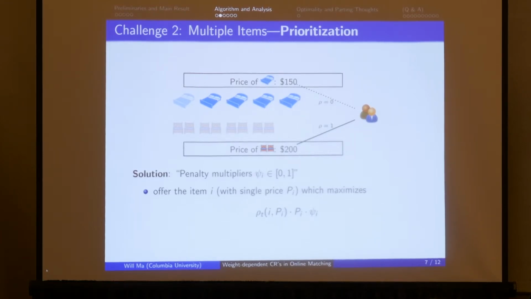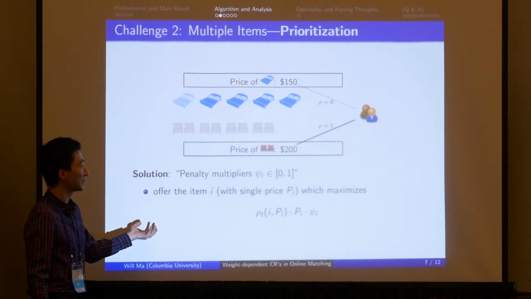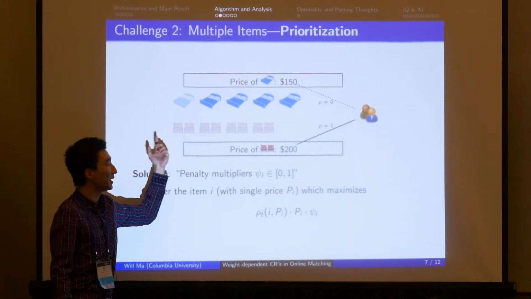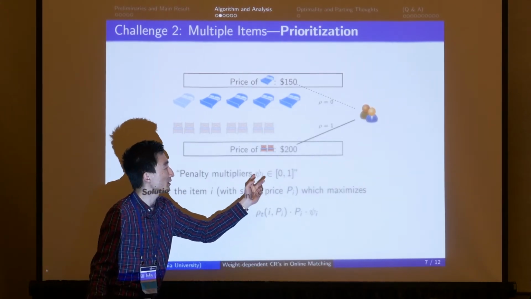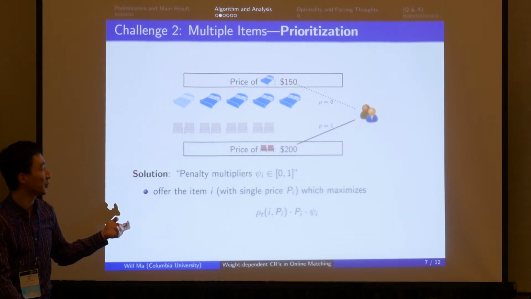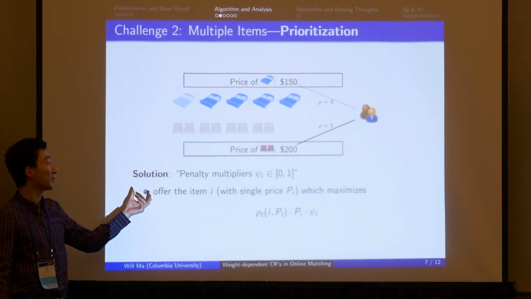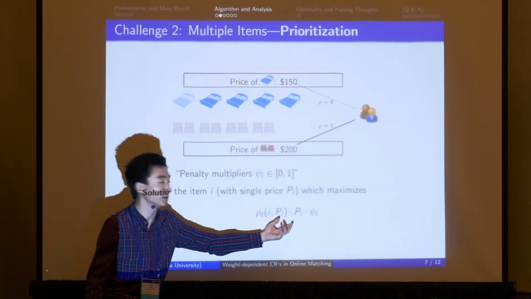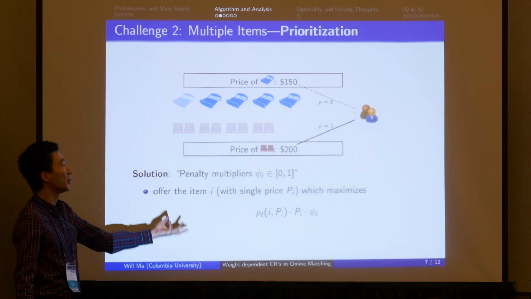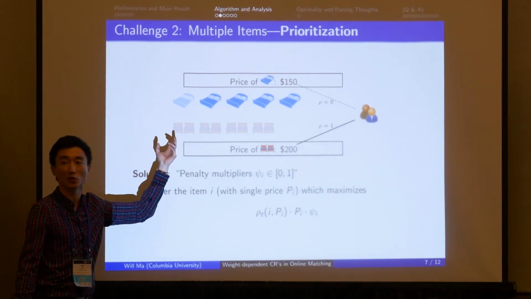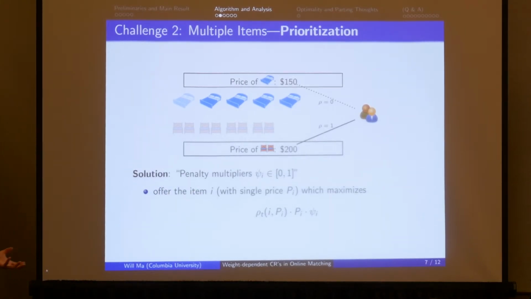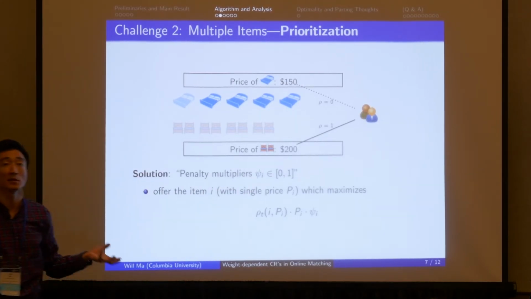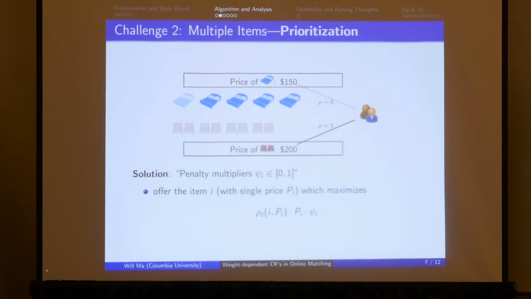So what's been done in the literature in this case is you have these penalty multipliers, where for every item you have this ψ_i, which is a number between 0 and 1, and you offer the item which maximizes the purchase probability times the price times the multiplier. So what you can do is, if the 2-double room is about to sell out, you can just give it a small value of ψ_i, which will disincentivize the algorithm from choosing it.